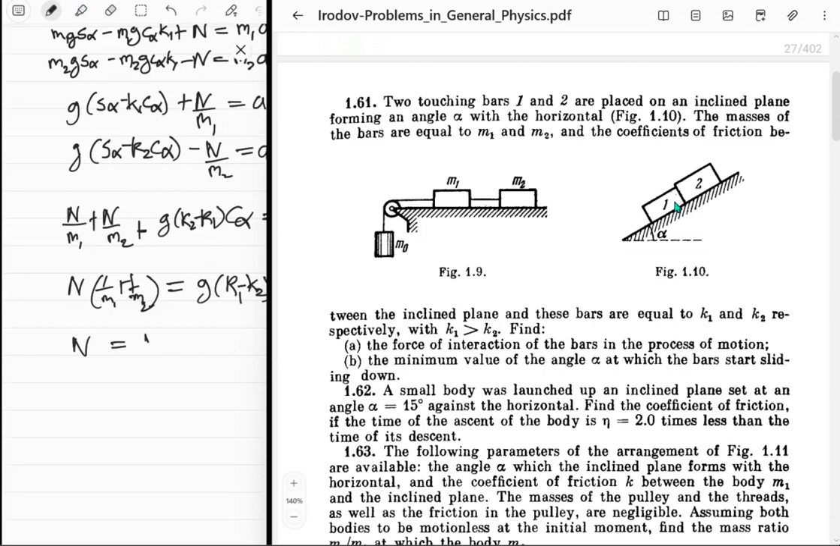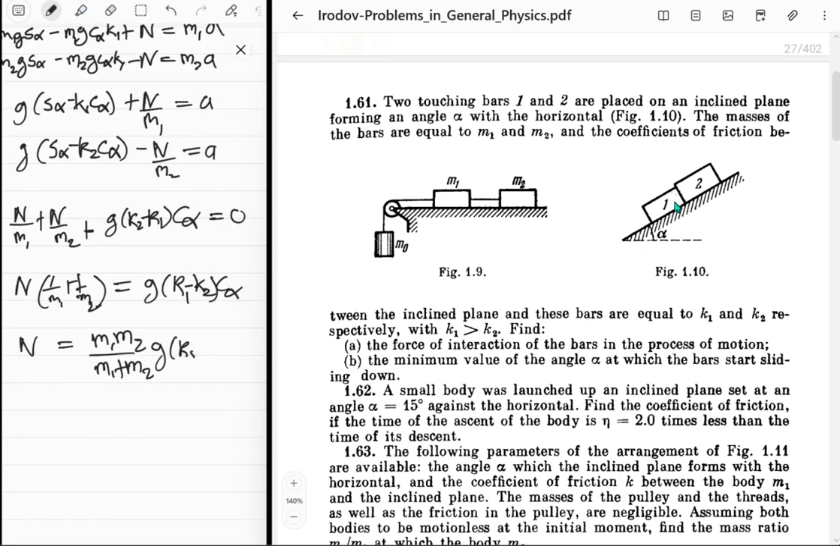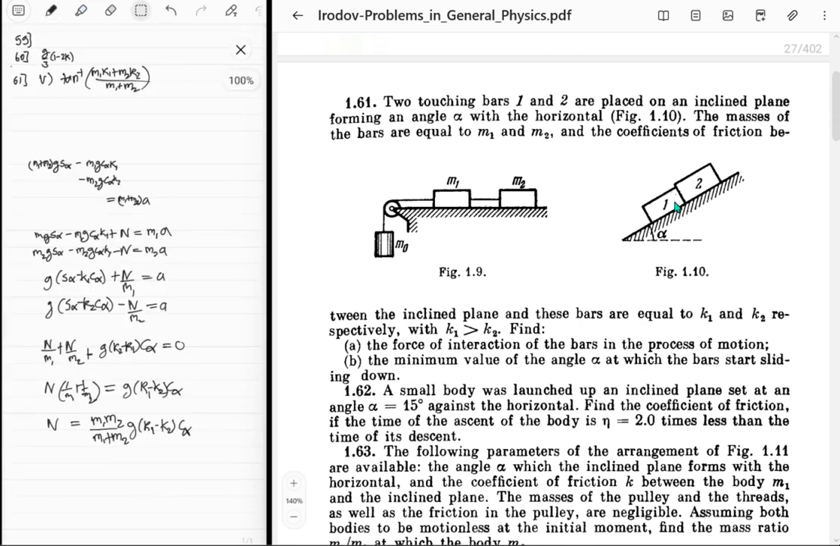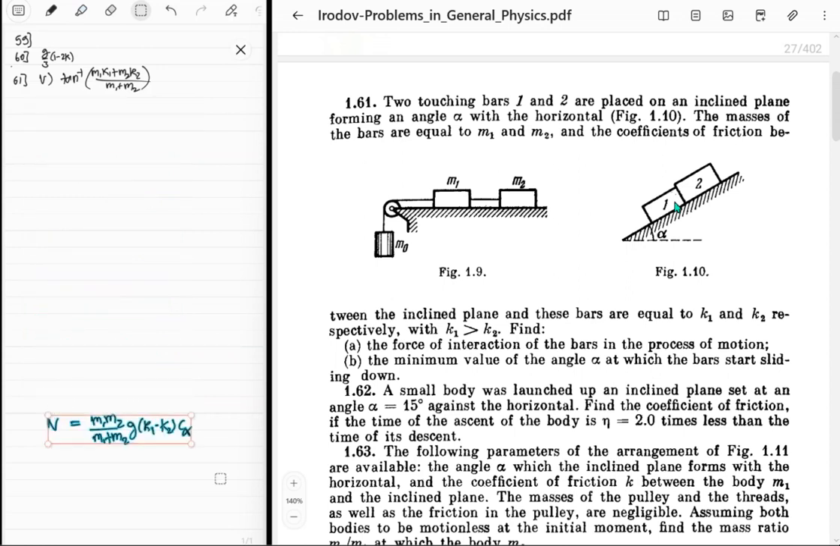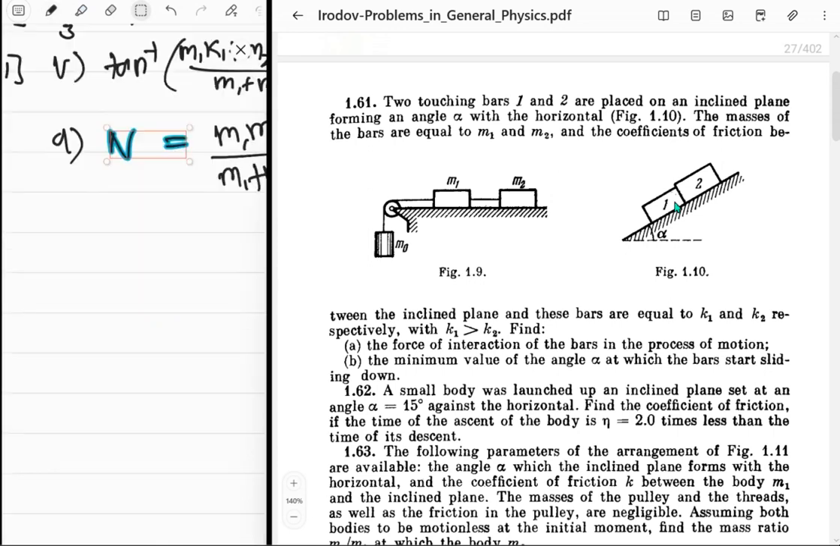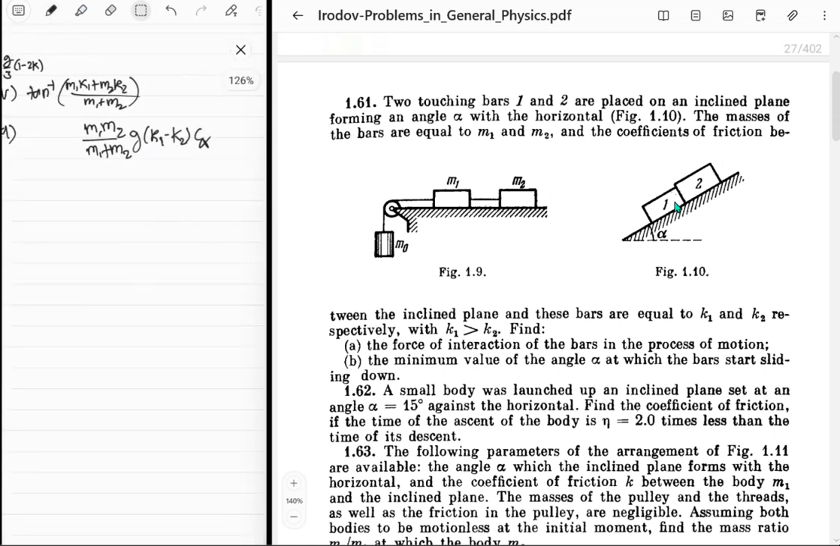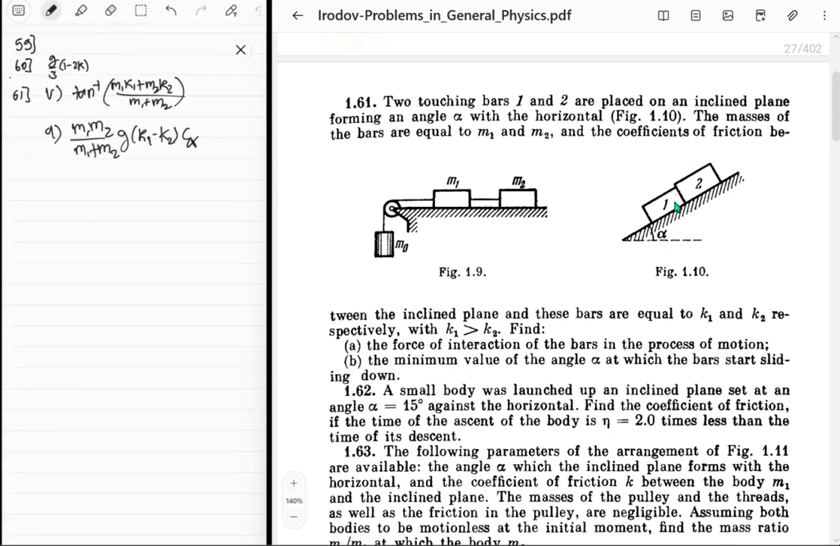N is equal to m1 m2 upon m1 plus m2 g into k1 minus k2 cosine alpha. This is oddly symmetric. I didn't expect it to be that nice looking, but we got it right. Okay, so there we go. Not interested in this thing, so it's just this value. Okay, let's go to 62 now.